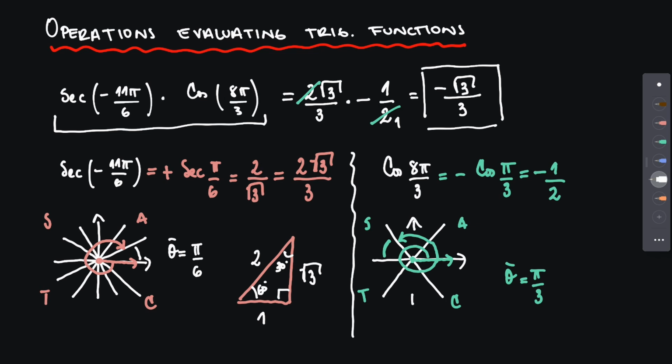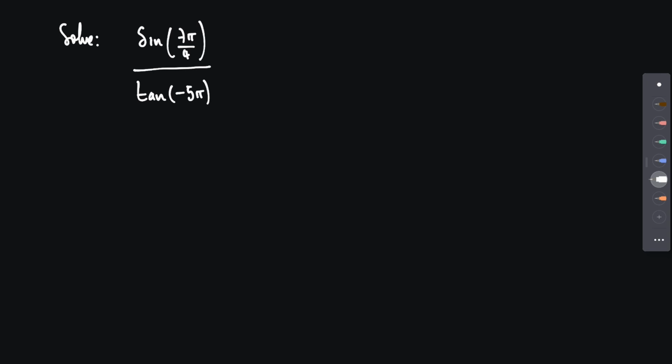Let's do another one. Let's take this one: sine of 7 pi over 4 over tangent of negative 5 over pi. So we have to do the same thing. Let's divide this into two steps. So sine of 7 pi over 4. Remember, we just draw a coordinate plane, and we divide it into 4 pieces, this denominator. So we only need to draw 2 lines like so.